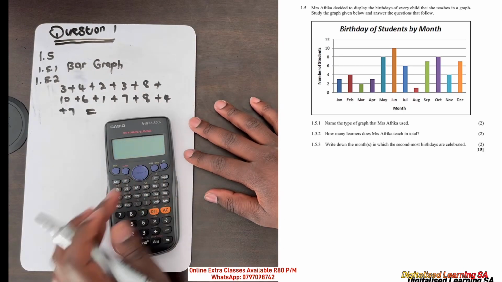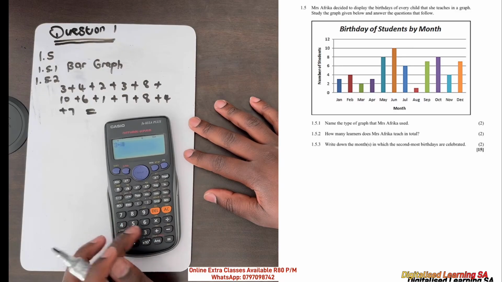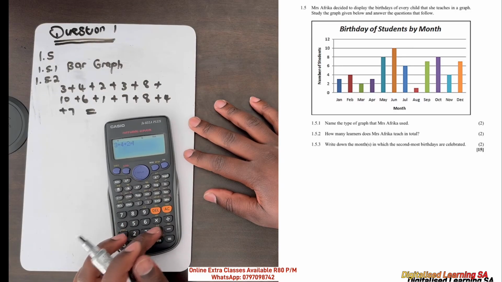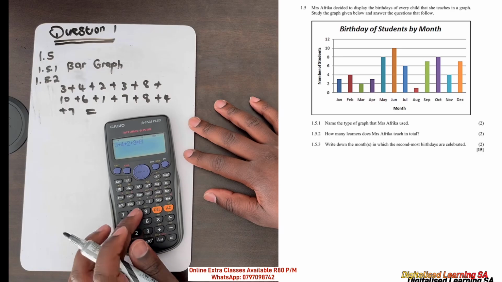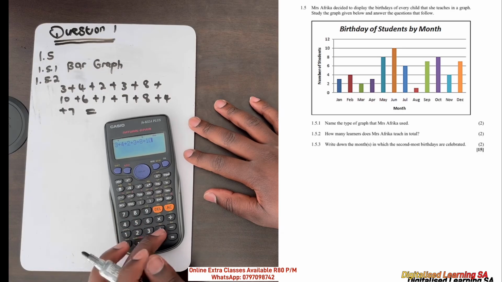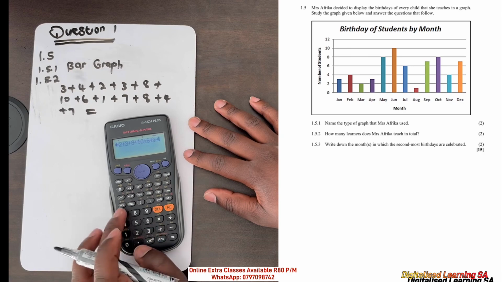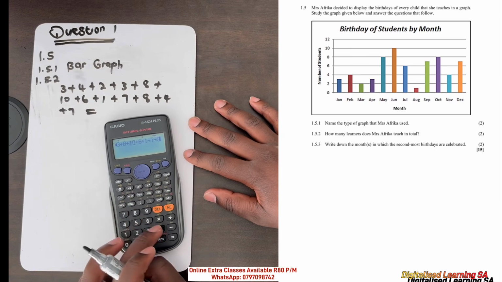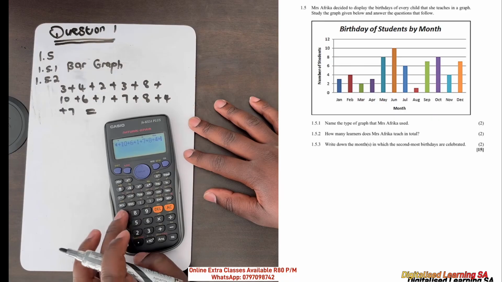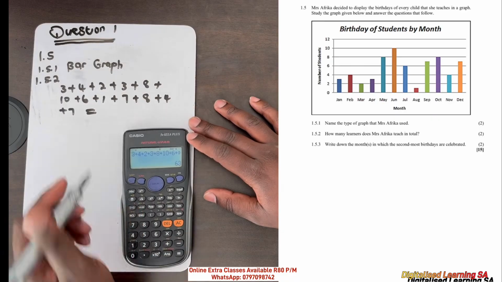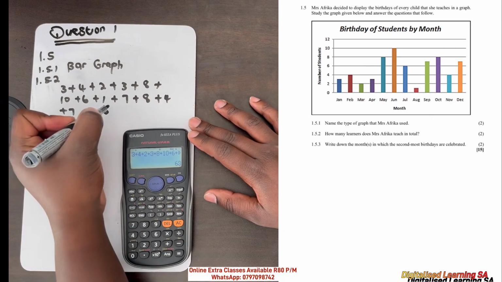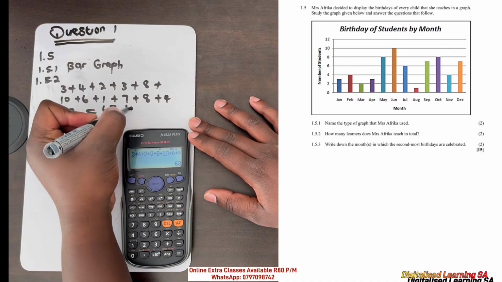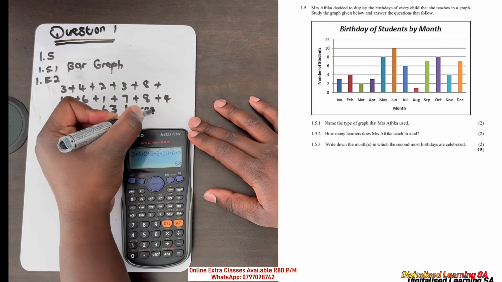So we need to calculate. It's 3 plus 4 plus 2 plus 3 plus 8 plus 10 plus 6 plus 1 plus 7 plus 8 plus 4 plus 7. In total we can see that Miss Africa teaches 63 learners.